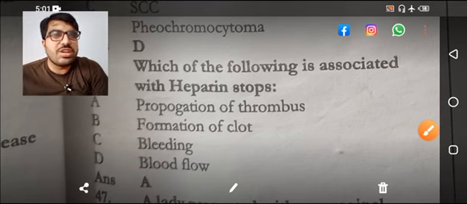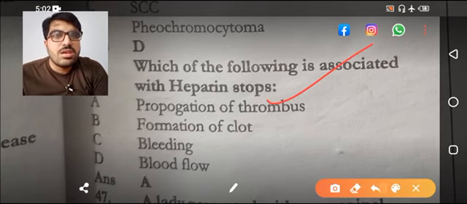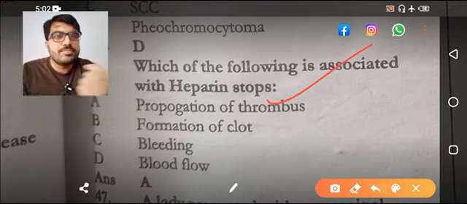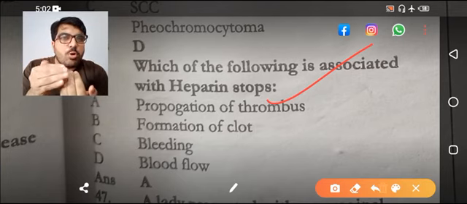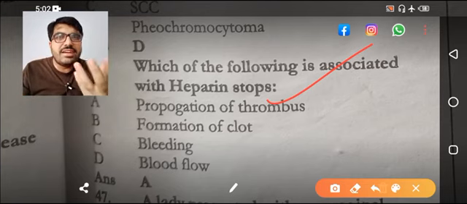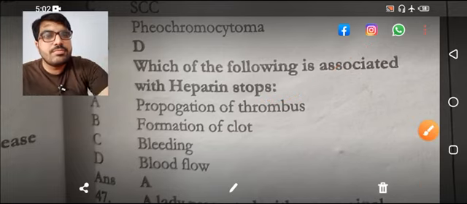Which of the following is associated with heparin when stopped? The answer is propagation of thrombus. Because the clot is already formed, and when you stop heparin, there will be propagation. The thrombolytics dissolve the clot. The heparin prevents the propagation of clot. The antiplatelet inhibit the platelet aggregation.